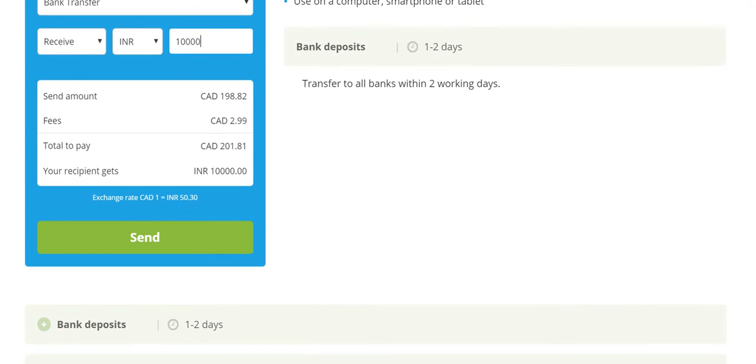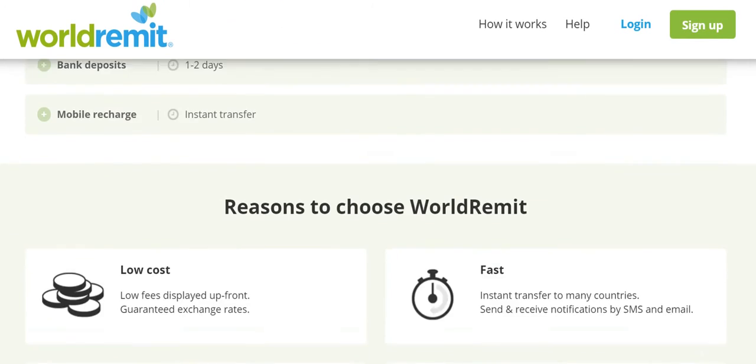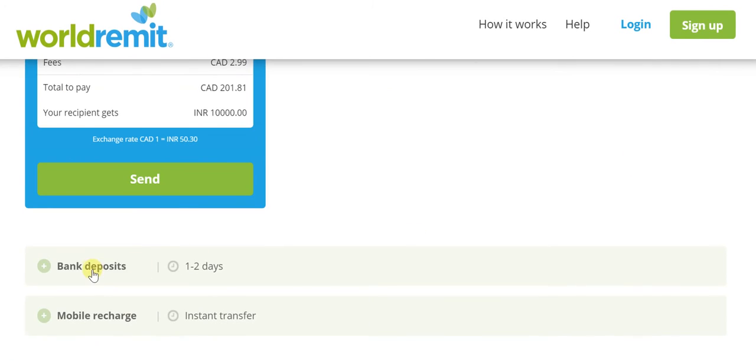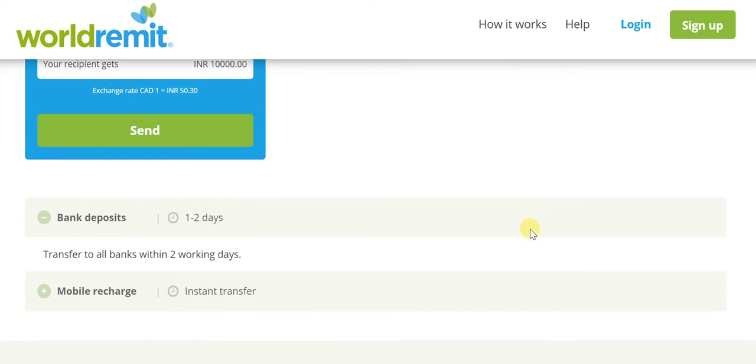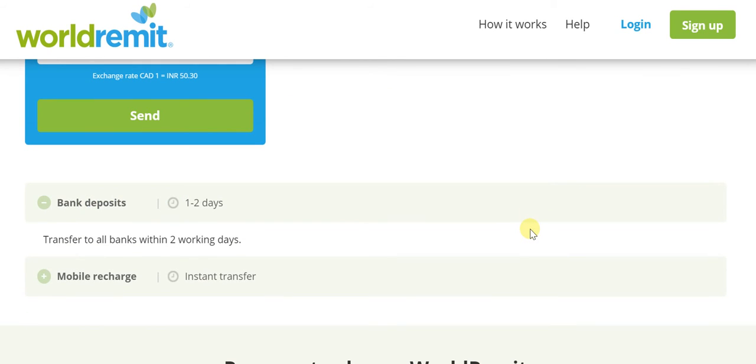As far as bank deposits are concerned, they just take 1 to 2 days and they transfer to all banks. So in case of India, whether we are talking about let's say ICICI Bank or HDFC Bank, Axis Bank, SBI, any of the major banks of India, in fact all of them, transfers are complete within as little as 2 working days. So that way, even in terms of speed, we are looking at really fast transfers.